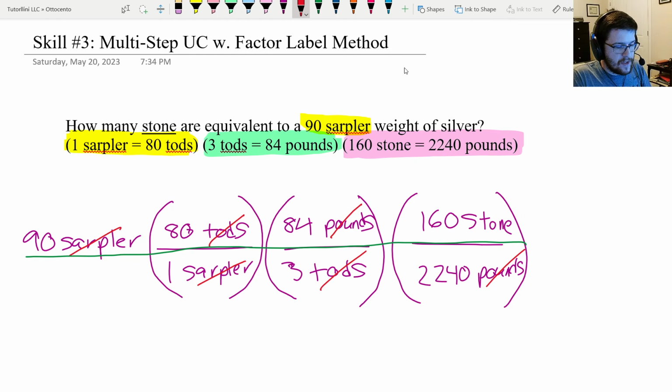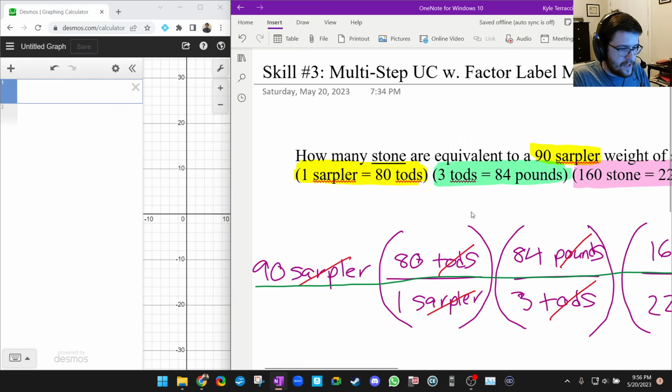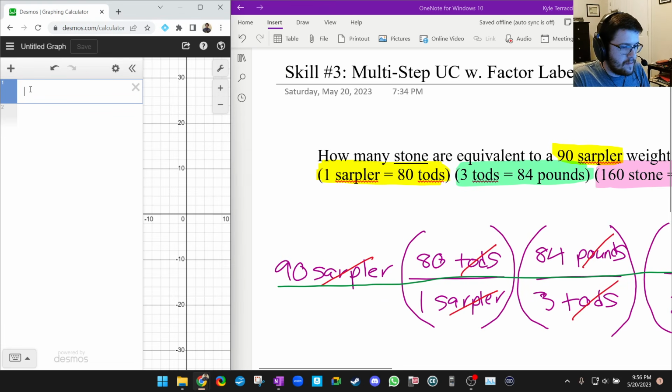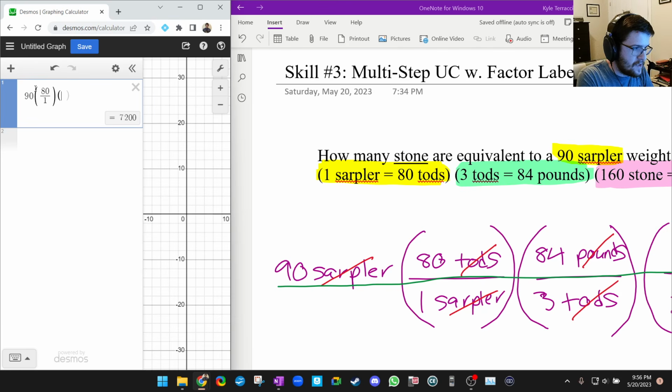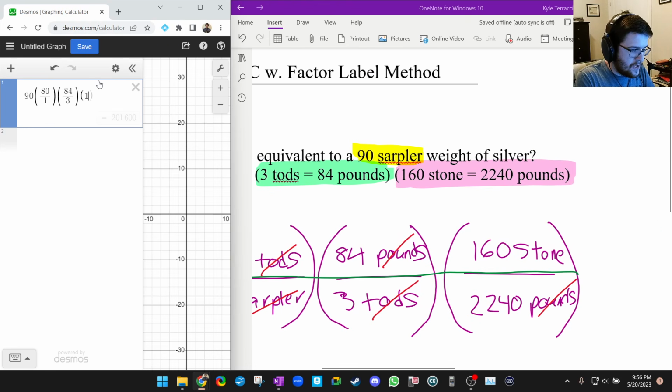So please, please, please make sure you know how to do that. I'm going to do it on the screen now. You'd hate to do all this work and then not get it right because you don't know how to type it in the calculator, right? That would be terrible. So we're going to do 90 parentheses 80 divided by 1. Desmos makes this nice and easy. 84 divided by 3. And I'm just going to type it exactly as written. There's no reason for me to increase the chance of making a careless mistake by doing some of this fraction math in my head. It's also going to slow me down if I do that. Okay, 160 over 240. So I type it in just like that.